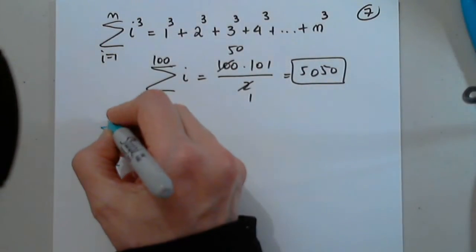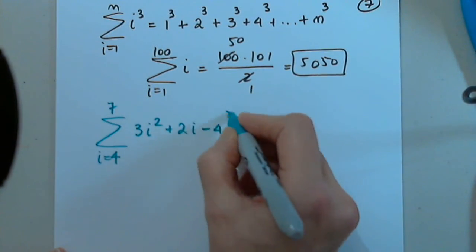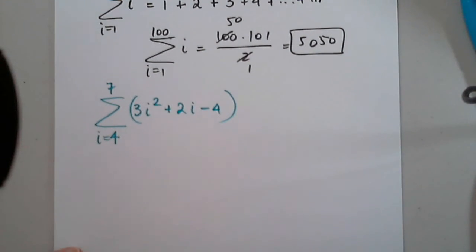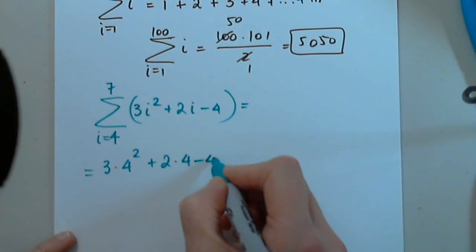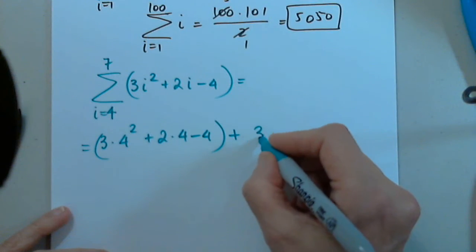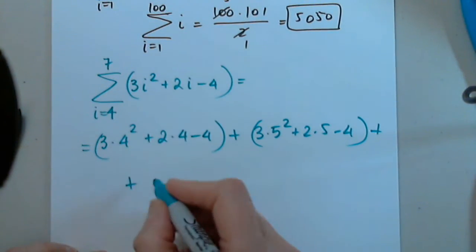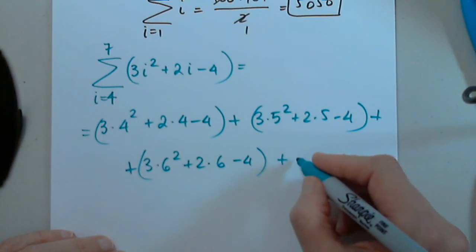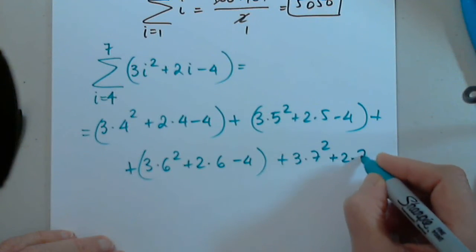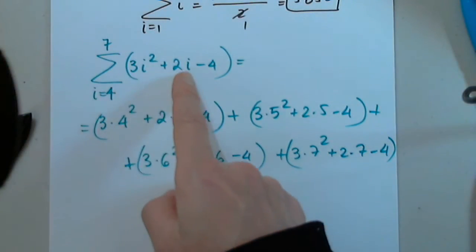From i equals 4 to 7, of 3i squared plus 2i minus 4. I have no idea what this is. We're going to calculate it with a calculator in a minute. But when i is 4, I have 3 times 4 squared plus 2 times 4 minus 4, plus. When i is 5, I have 3 times 5 squared plus 2 times 5 minus 4, plus. When i is 6, 3 times 6 squared plus 2 times 6 minus 4, plus. When i is 7, 3 times 7 squared plus 2 times 7 minus 4. These are the 4 terms. I have to plug in everywhere.